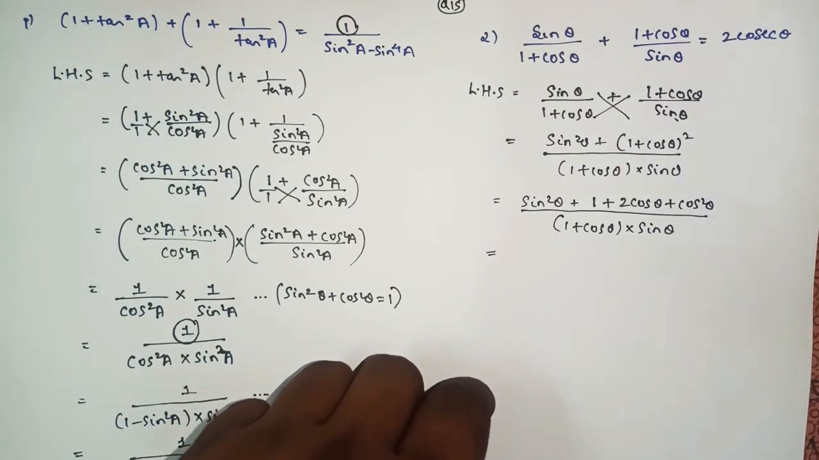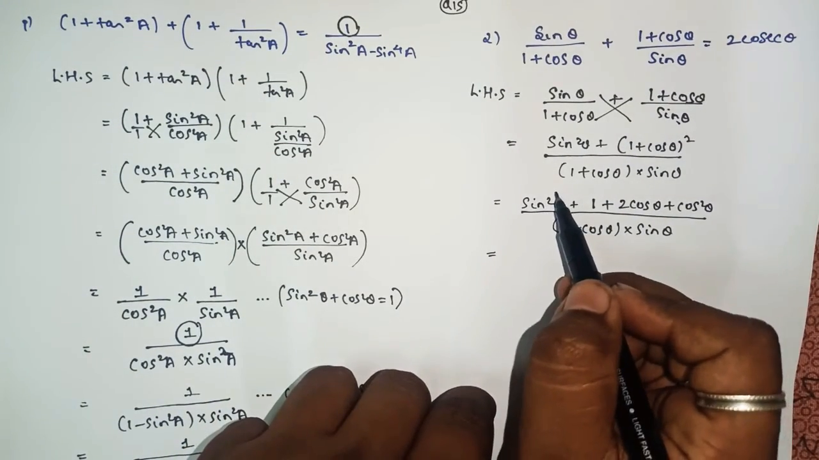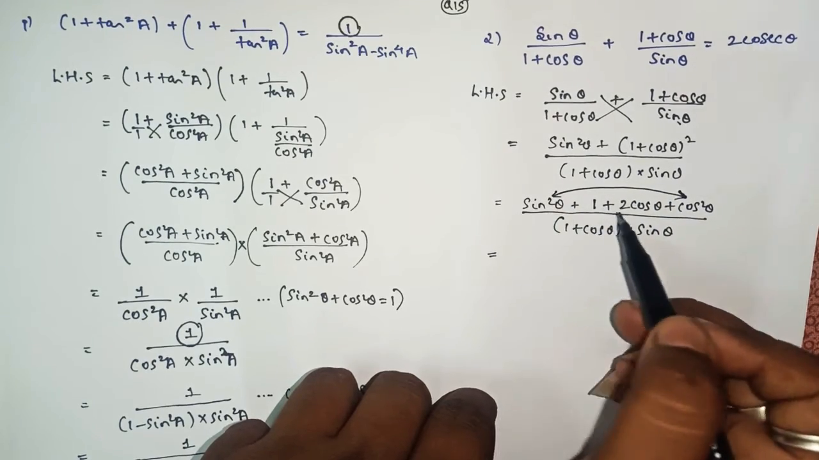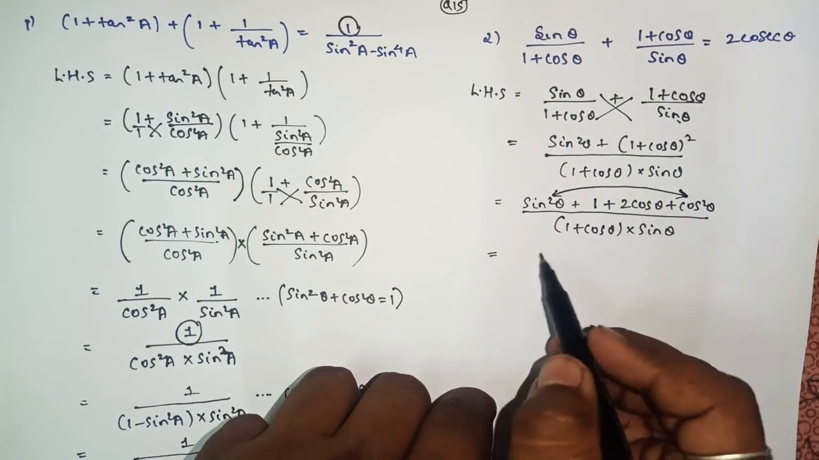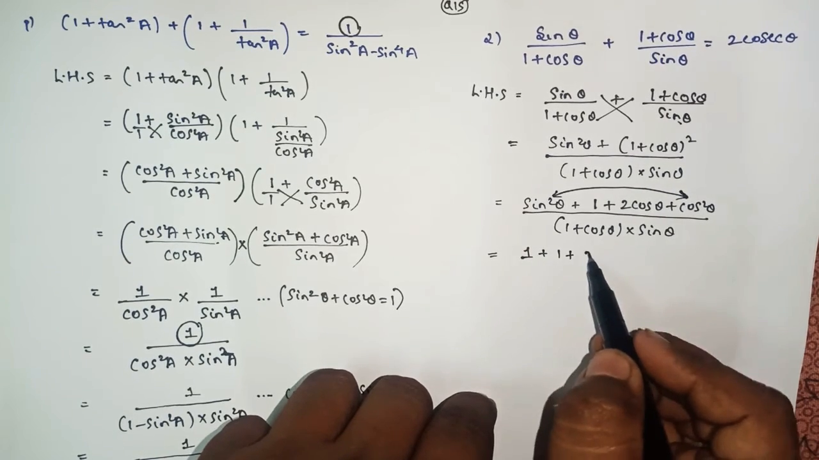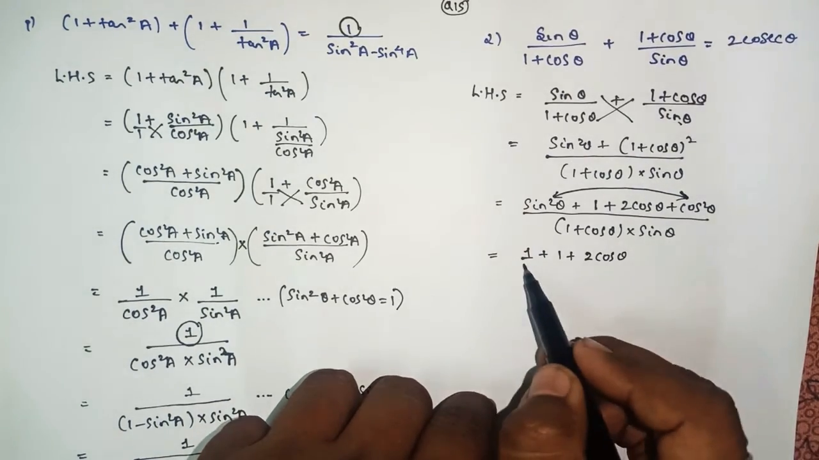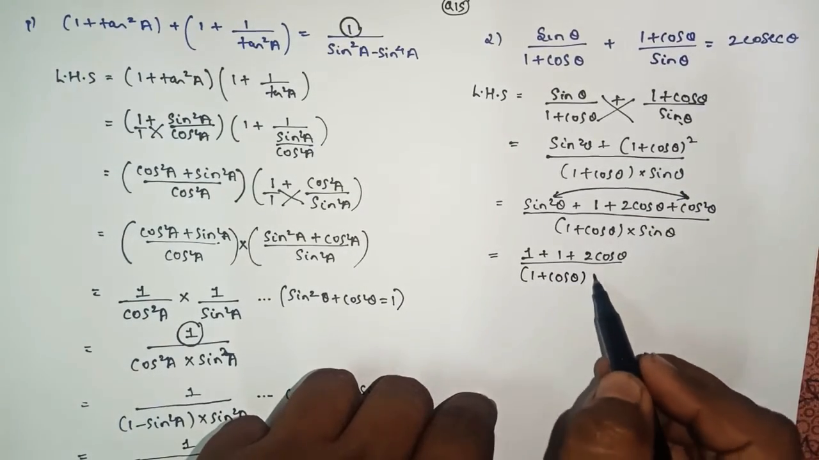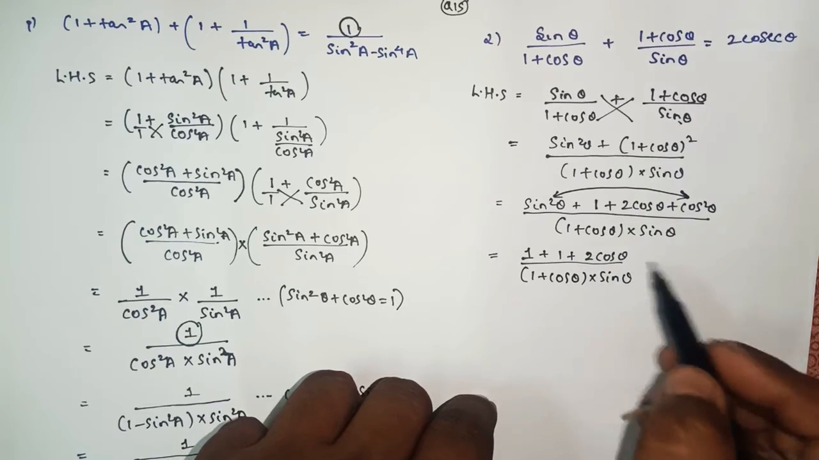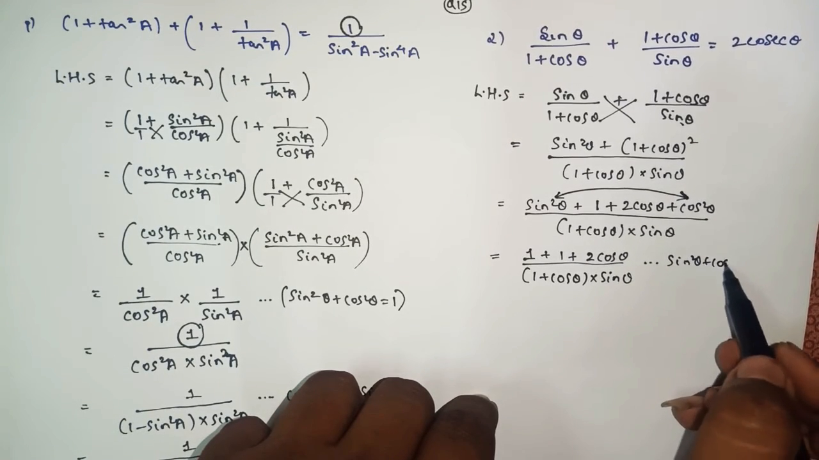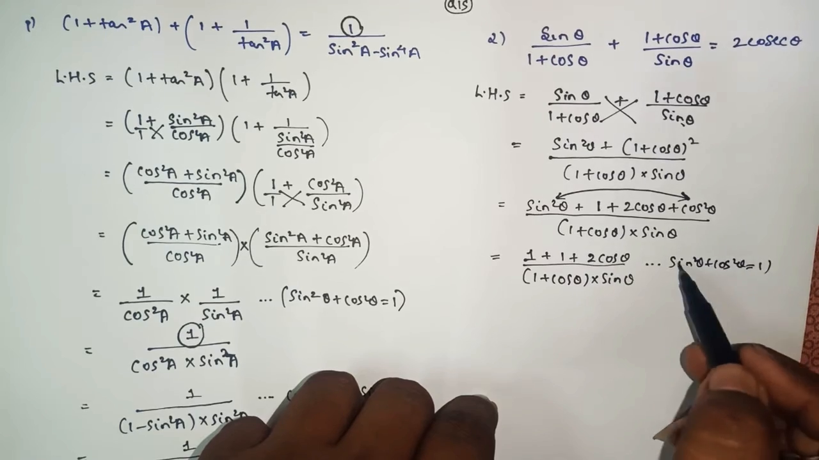Then after this, clearly we can see that sin square theta plus cos square theta, in place of sin square plus cos square we can write as what? 1, and we'll keep this 1 plus 2 cos theta as it is, and in the denominator section also same as it is, into sin theta. So here we'll write the reason: sin square theta plus cos square theta is equal to what? 1.